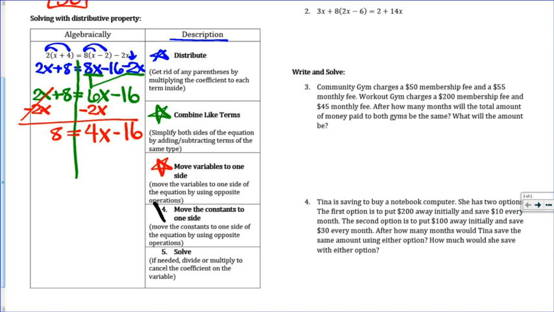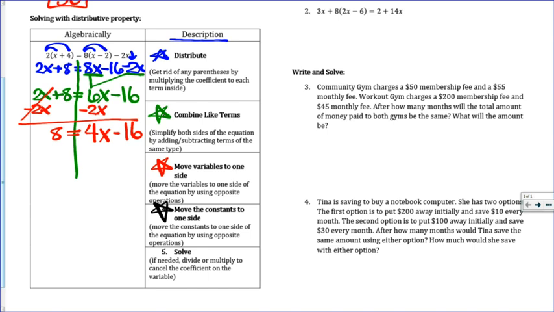Next, move the constants to one side using opposite operations, just like we did with our variables. So I need to get my constants to the opposite side of the equal sign that my variables are on. Because my variables are on the right, I need to move all of my constants to the left.